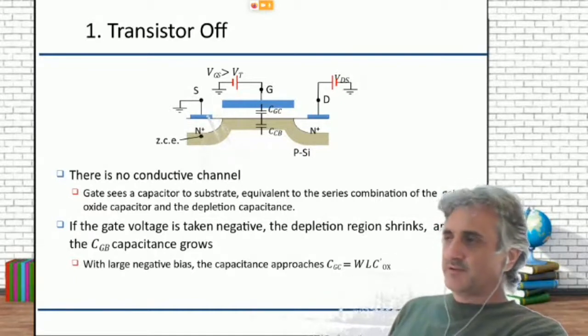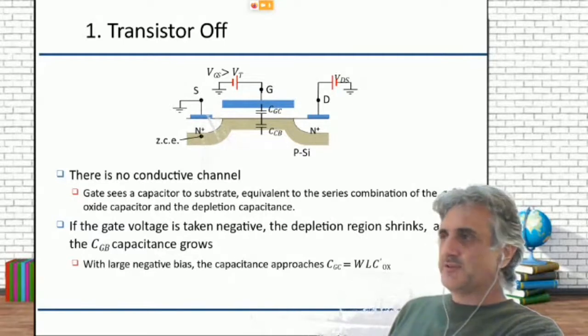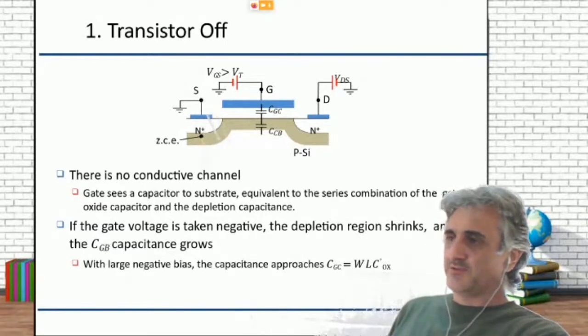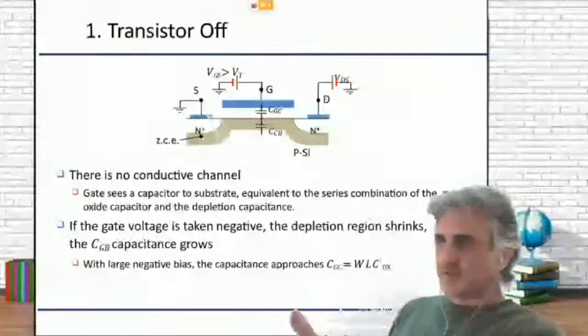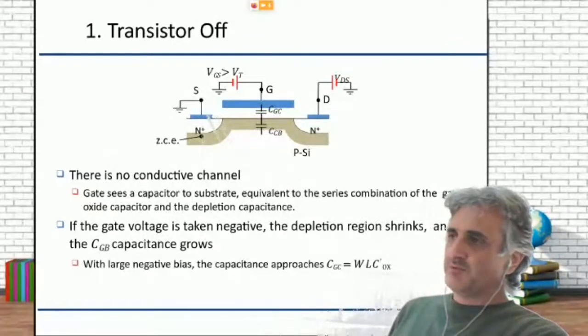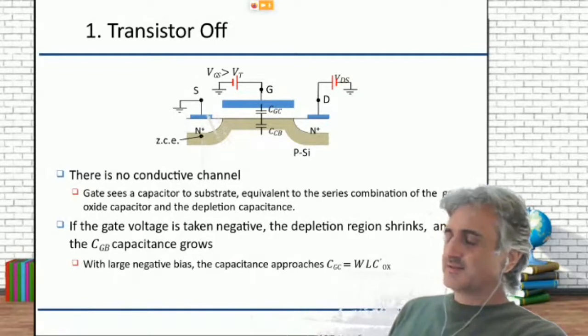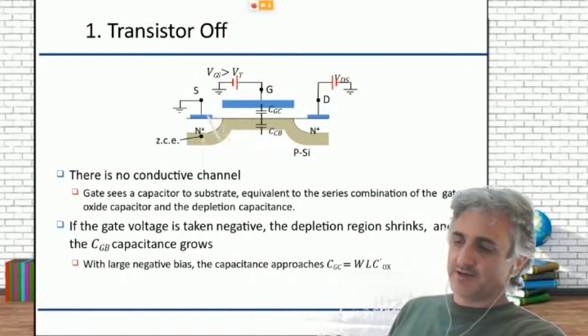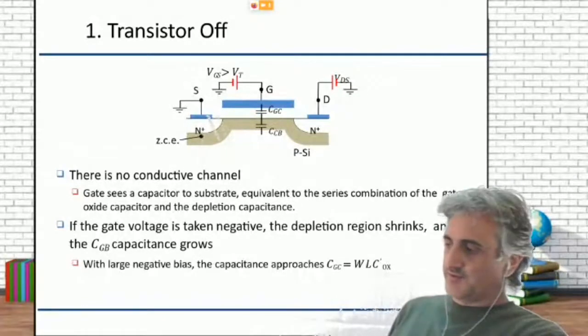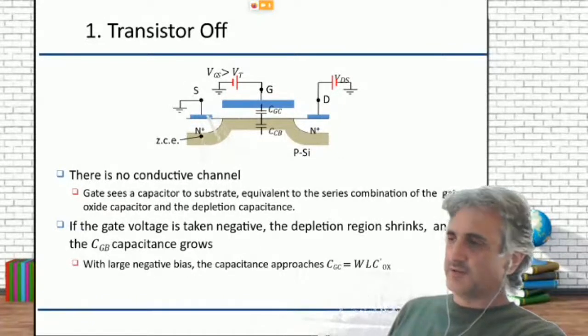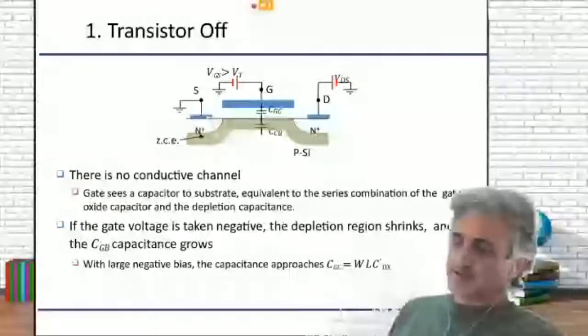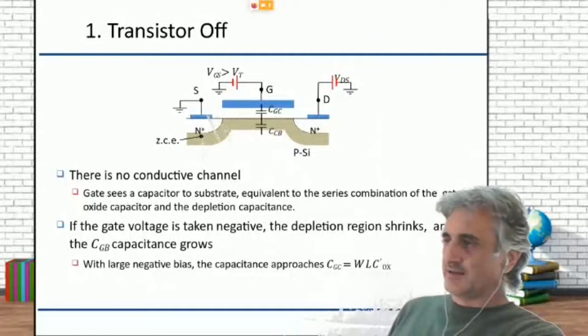In fact, what the gate is seeing is a capacitor between the gate and the substrate, which is equivalent to the combination, as you can see in the picture, between the gate and the channel and the bulk. The one between the gate and the channel is equivalent to the capacitance of the oxide. We already know that. And the other one depends on other things that we will see a little bit after.